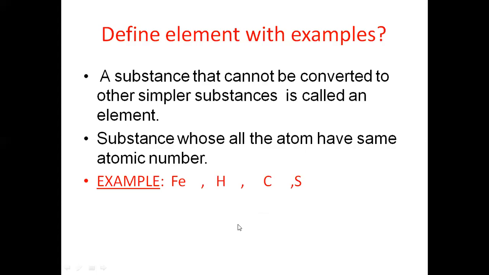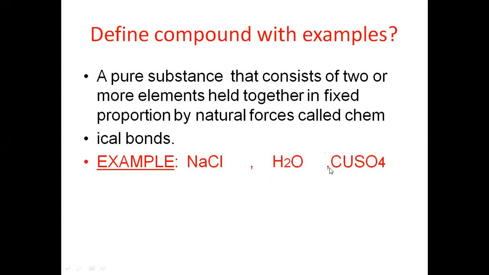Let's see the answers to these questions that I explain to you. Define element. What is the element? A substance that cannot be converted into other simpler substances is called an element. And a substance whose atoms all have the same atomic number is called an element. Examples are iron, hydrogen, carbon, and sulfur. The second question is: define compound with example. A pure substance that consists of two or more elements held together in fixed proportion by a natural force called a chemical bond. Examples: sodium chloride, water, and copper sulfate.